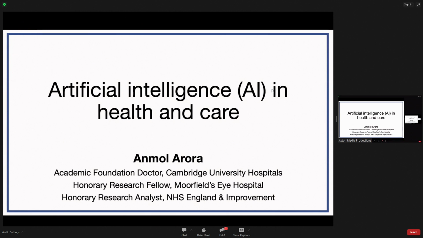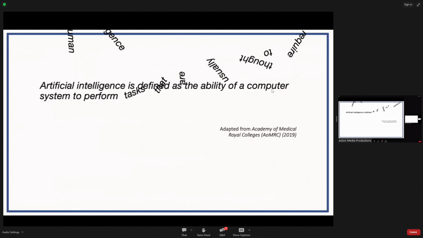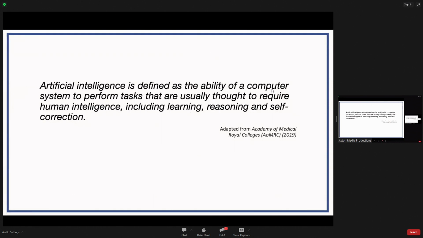Now, we've heard a definition of artificial intelligence in the last talk, and I completely agree with Daniel that it is difficult to define AI. And actually, I feel like everyone has their own definition, really. The definition that I prefer to use is the concept that artificial intelligence is the ability of a computer system to perform tasks we usually associate with requiring human intelligence. And that's very similar to what Daniel said. In my mind, I distill that down into 3 key points: learning, reasoning, and self-correction.